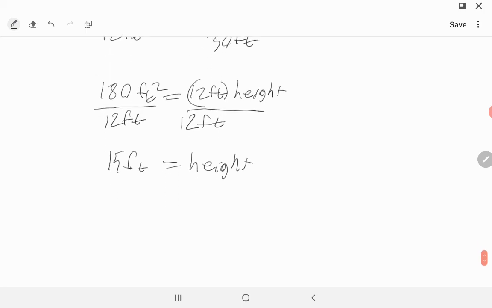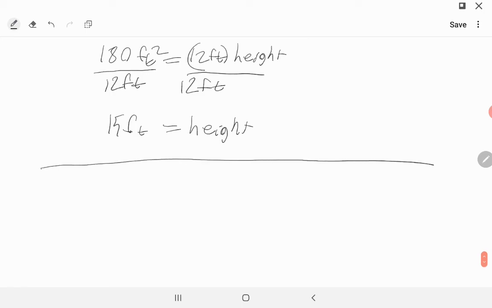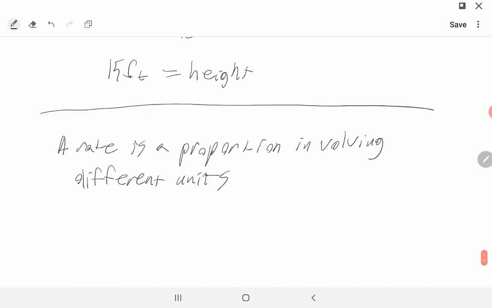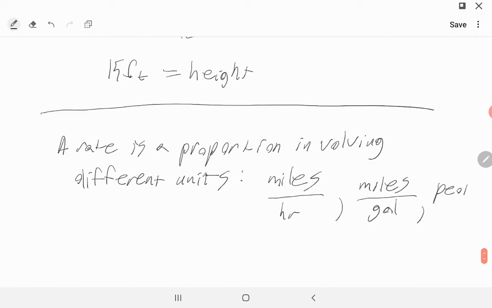We also notice that we can use this for rates. A rate is a proportion involving different units. And so that's things like miles per hour, miles per gallon, more practical things like people per car.